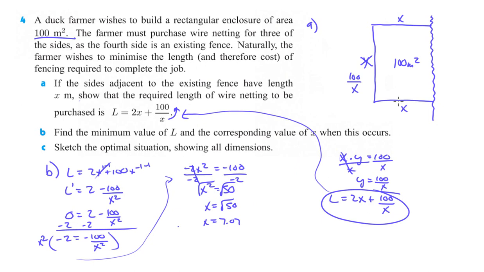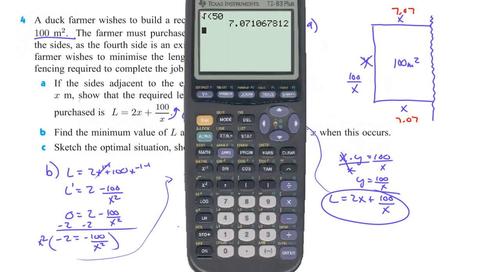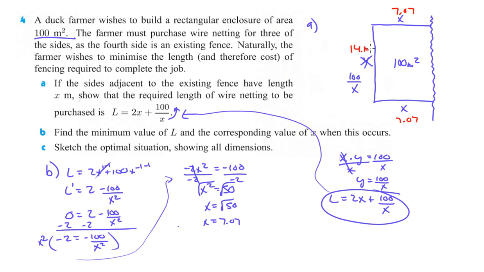Okay, so that means in order to get this 100 meters squared, we want these sides here, the x's, to be 7.07 meters. And then that means that this is going to have to be 100 divided by 7.07. So 100 divided by, and we'll even do this, second answer is 14.14. So this length here is 14.14.